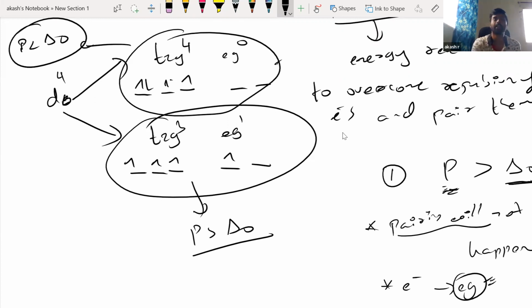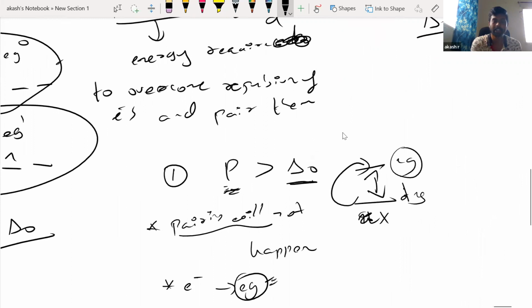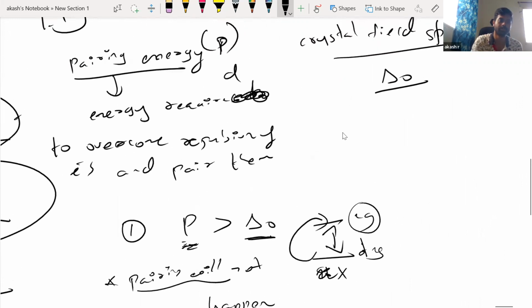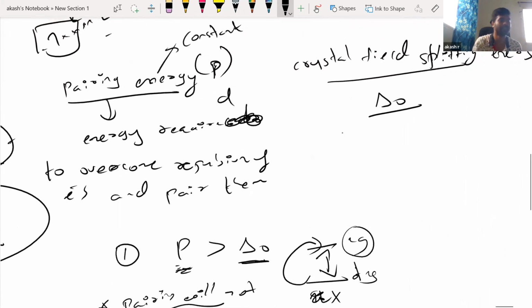Now, what we have to understand is the pairing energy is a constant value. This is not going to change, because everything is an electron only. They will have the same amount of charge.